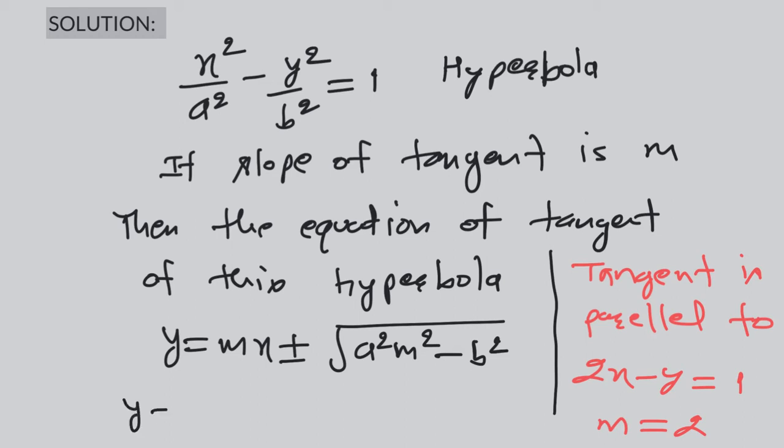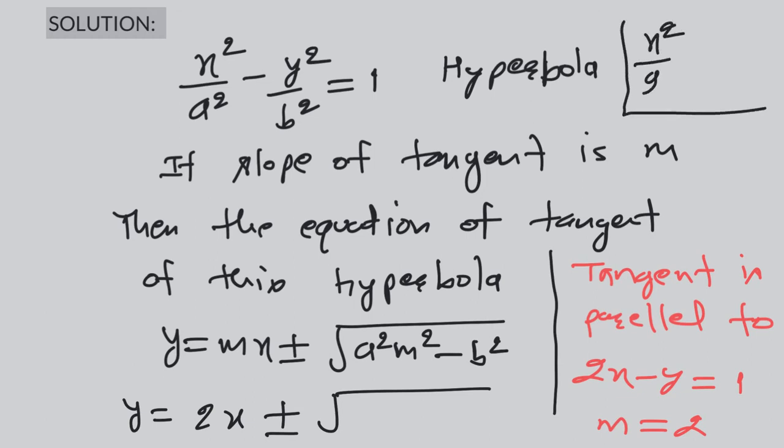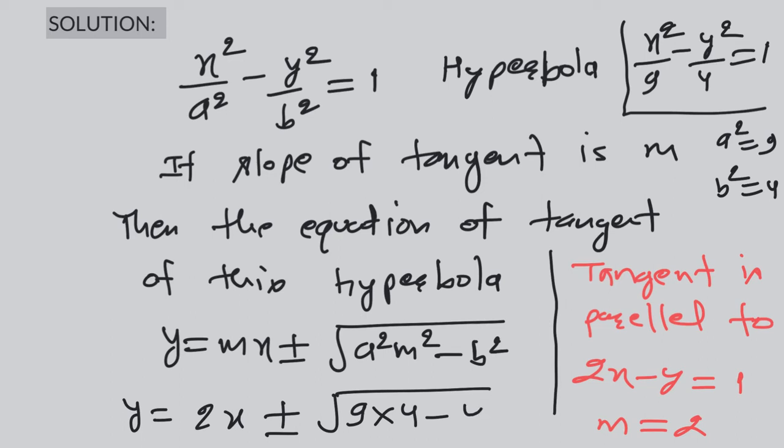So y equals 2x plus minus root of a square m square minus b square. The hyperbola is x square by 9 minus y square by 4 equals 1, so the value of a square is 9 and b square is 4. So a square m square is 9 into 4, minus b square, which is 4. After taking 4 common, we get 32, that is 8 into 4. So simply we got the constant as 4 root 2.